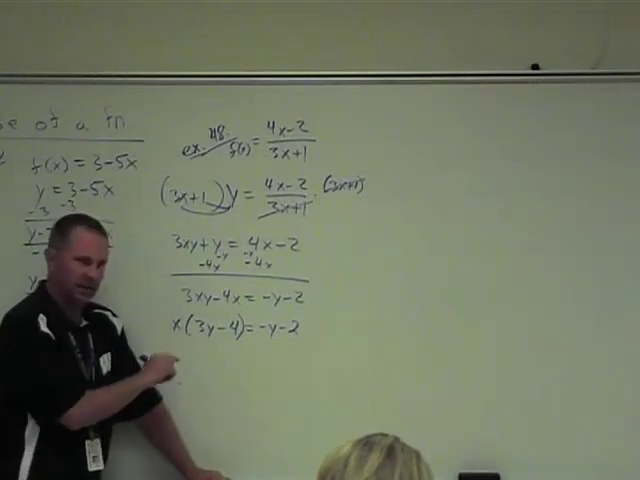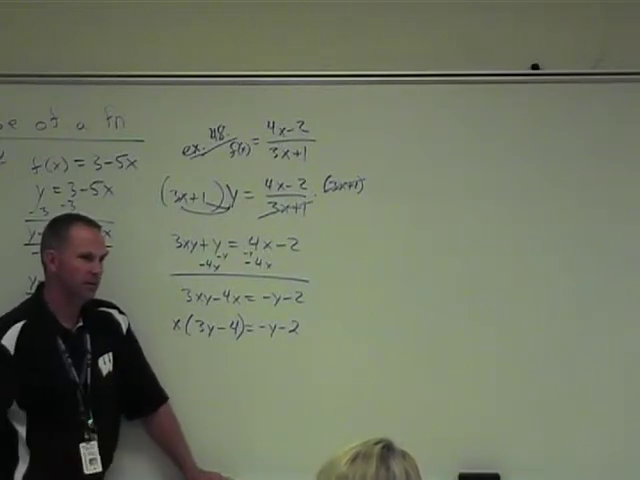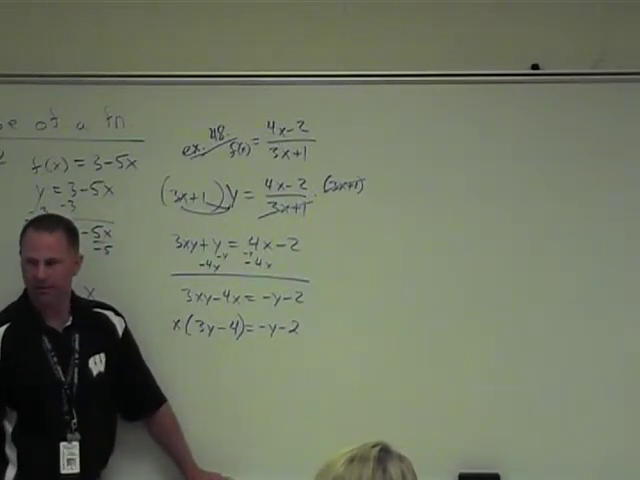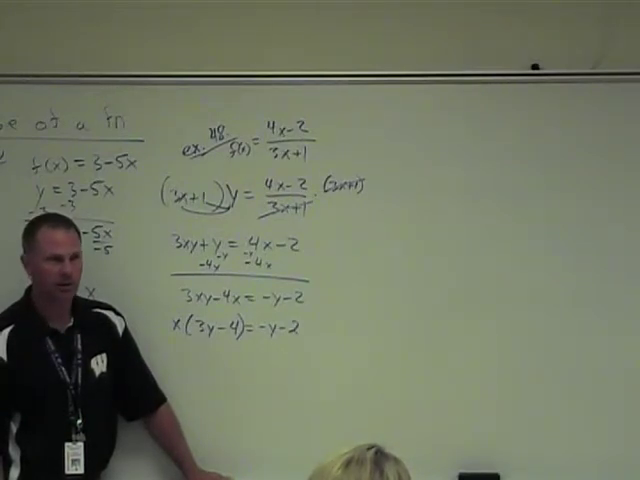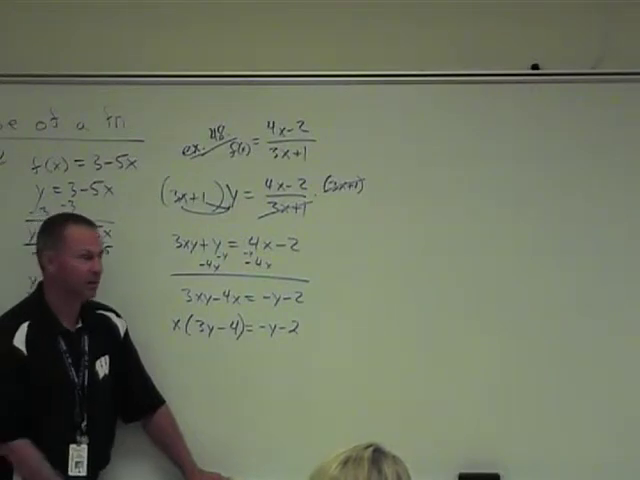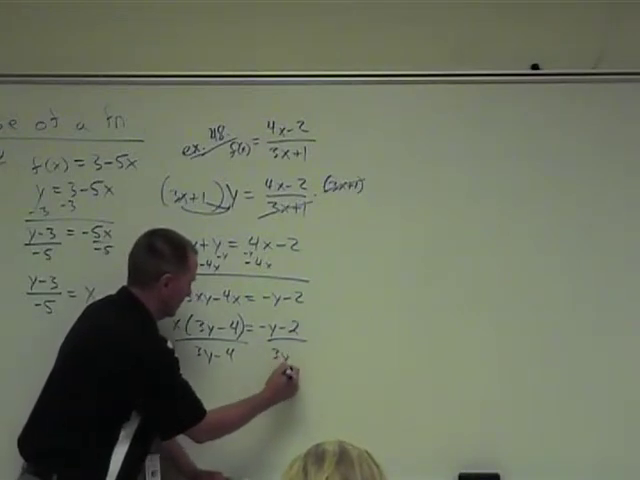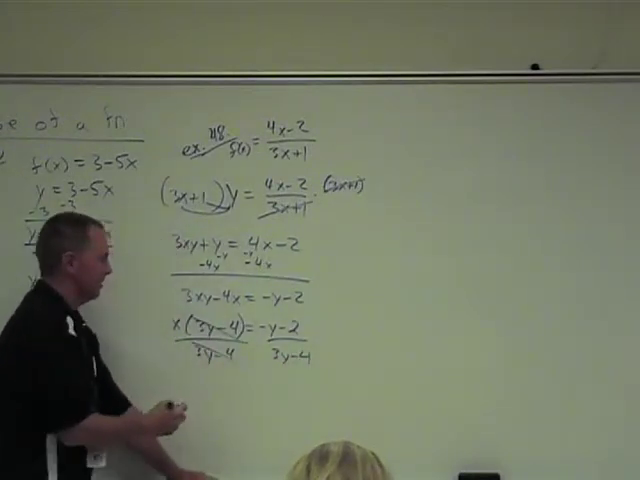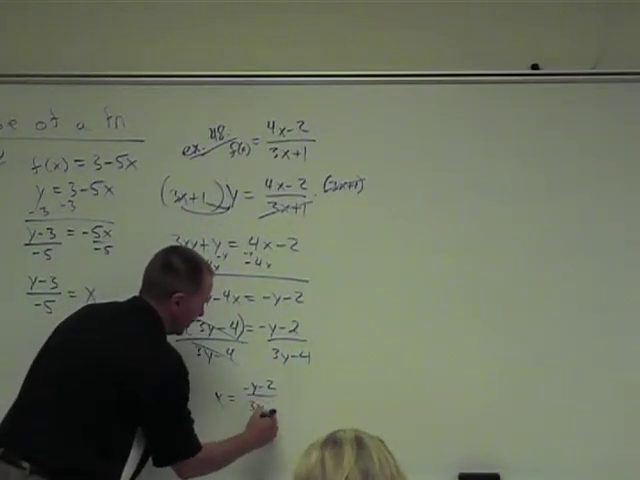Now that I have 1x here, what do I do? How do I get rid of this parentheses? How do I get it away from the x? How's it attached to the x? So what's the opposite of that? You can't divide it off. You guys are scaring me. So here we have x equals negative y minus 2 over 3y minus 4.